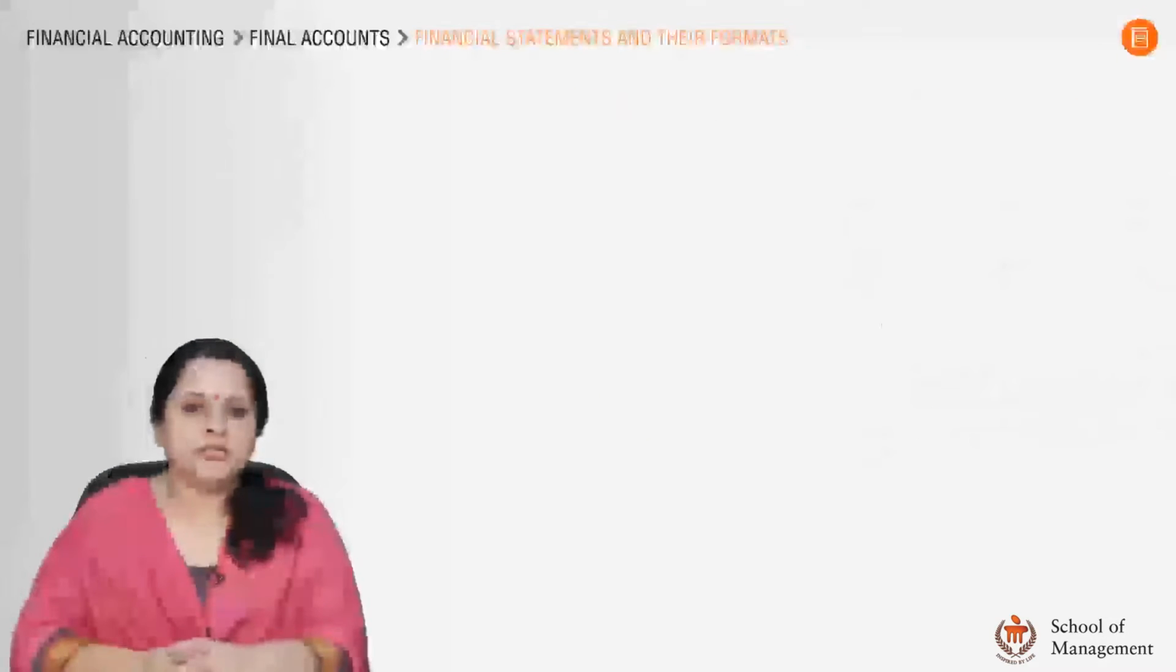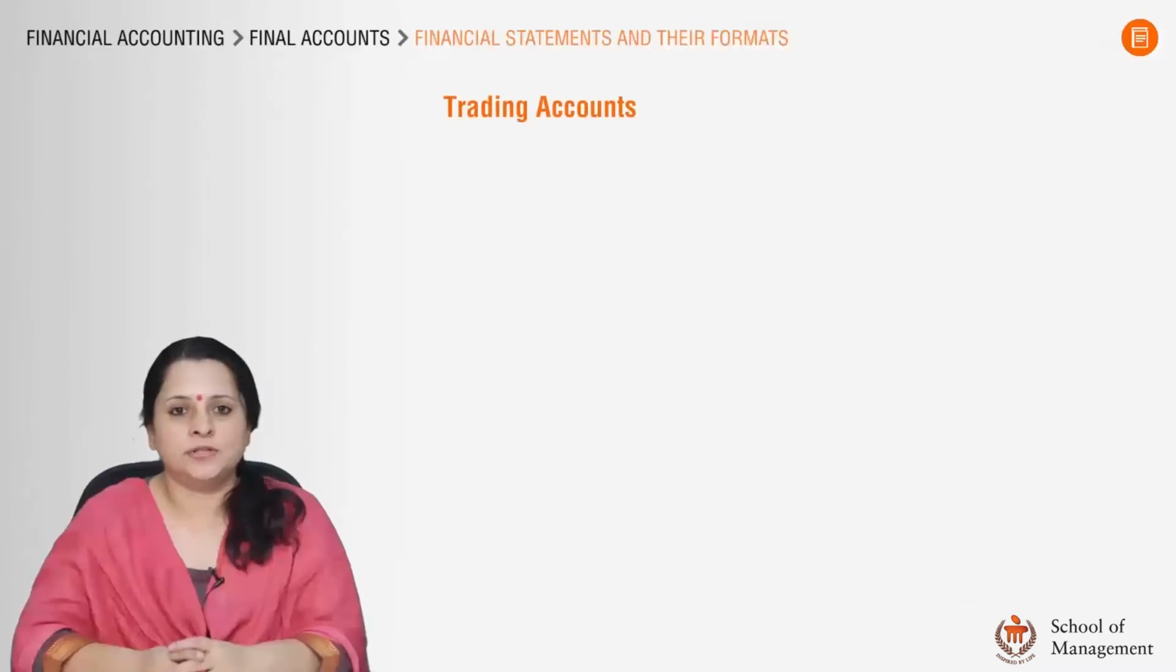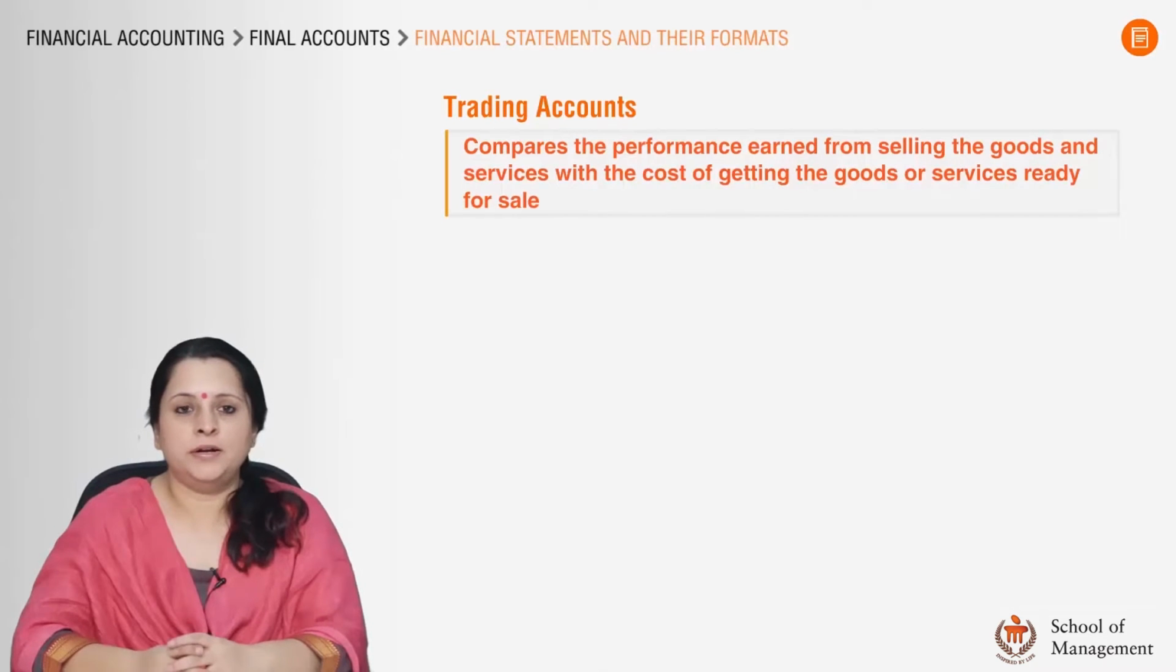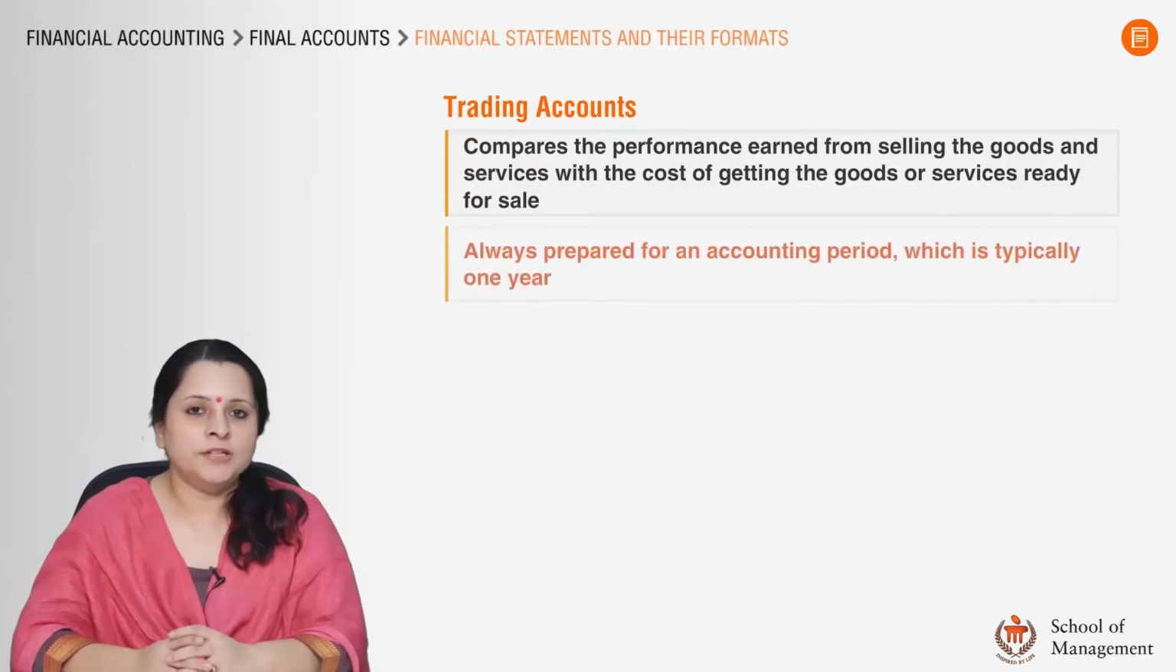So, the first financial statement that we are going to look at is what is known as the trading account. Now, the trading account compares the performance earned from selling the goods and services with the cost of getting the goods or the services ready for sale. It is always prepared for an accounting period, typically 1 year.